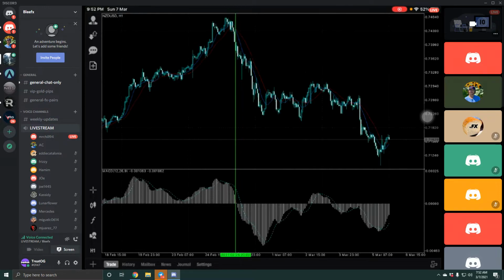Okay. So with 3,000, I should put my lot size as what? 0.25, 0.3? 0.3.